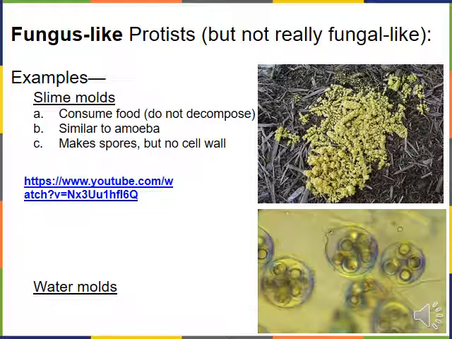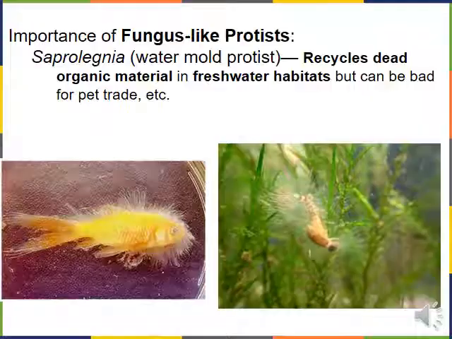Now, another group or category of protists, we place in this last category called fungal-like, even though many of them are not fungal-like. They're oftentimes referred to as fungal-like. Some examples include slime molds, and these actually consume food, but they do not decompose, so they're not necessarily fungal-like. They are similar to amoeba. They make spores but have no cell wall. There are also examples of water molds that do something very similar. We have a video on slime molds, so I encourage you to watch the video on Canvas for this module on protists.